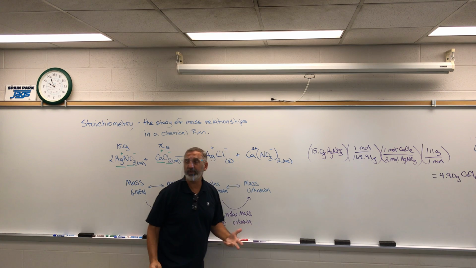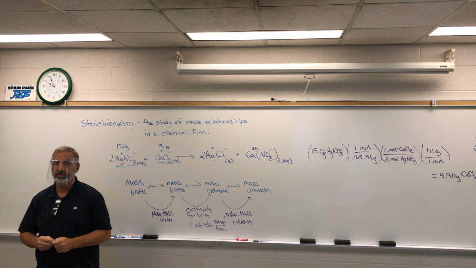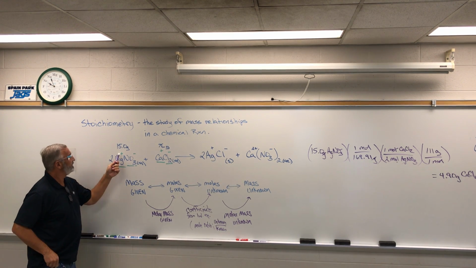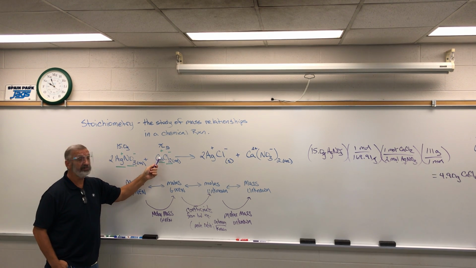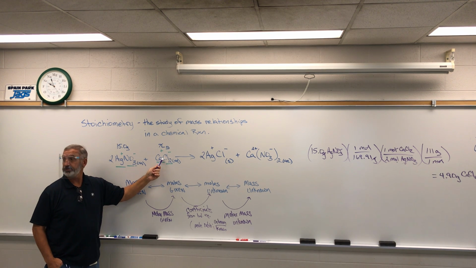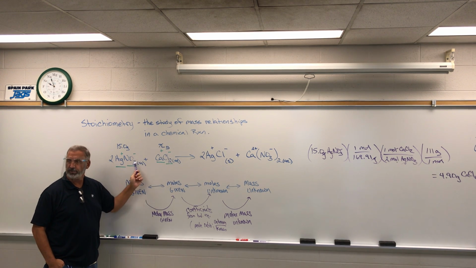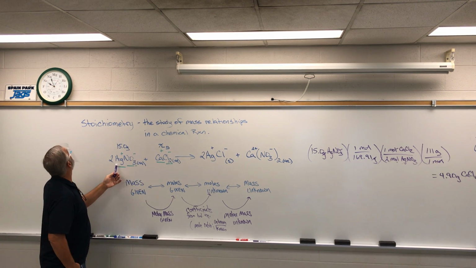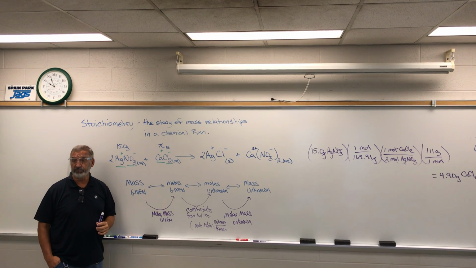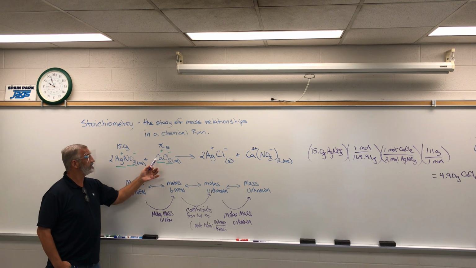What does that mean? What did I just find? That's how much you need to react with the 15 grams. If I have 15 grams of silver nitrate, I only need 4.9 grams of calcium chloride to react with it. So we would not have a limiting reactant here. They're both going to get used up completely. That's the exact amounts we need. But a balanced equation only gives us a mole ratio, not a gram ratio. Okay? So, stoichiometry is just super easy.